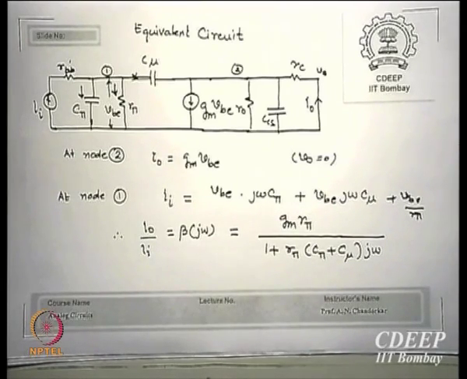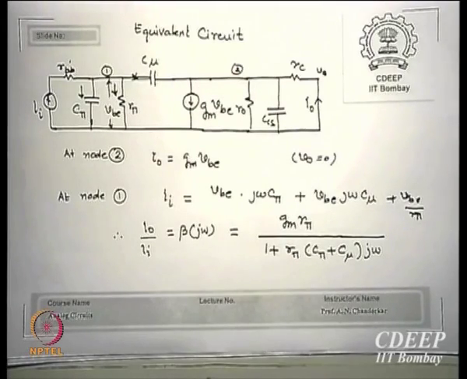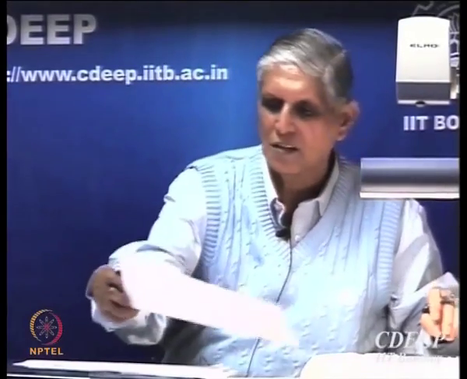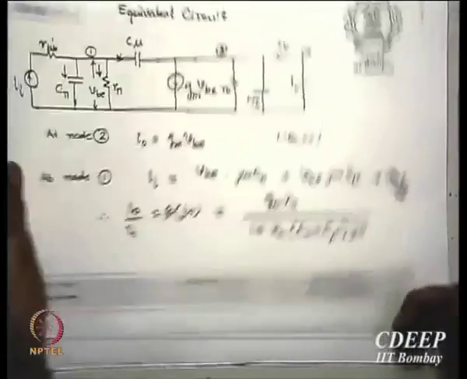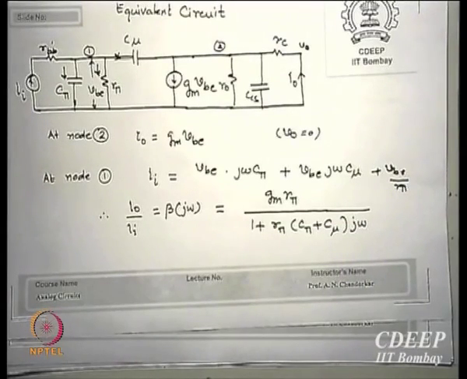What did I do? I calculate current here, I calculate current here, and took the ratio of the two, and that ratio we know is beta j omega. Okay. Is that okay? So we move further. Now to make this beta j omega equal to 1, what is the condition it will give me?